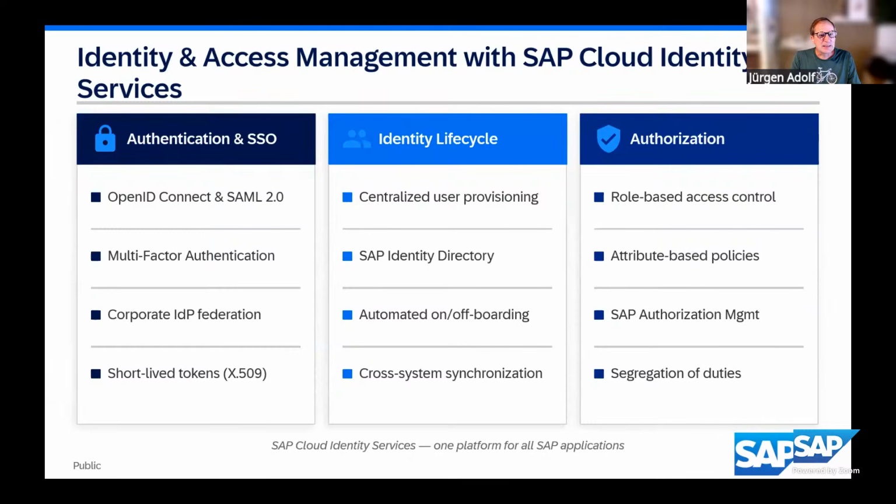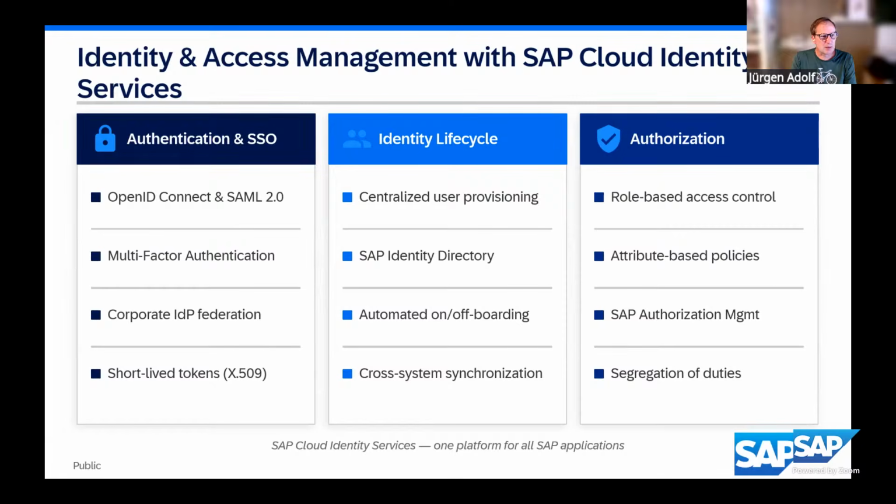So now let me get deeper once again into identity, because identity and access management is one of the most critical security topics on BTP. The SAP Cloud Identity Service is built around 3 pillars, you can see here. We have the authentication and single sign-on, which covers OpenID Connect and SAML 2.0, multi-factor authentication, corporate IDP federation, short-lived X.509 tokens, which I recommend, and users authenticate once and access all SAP services securely.